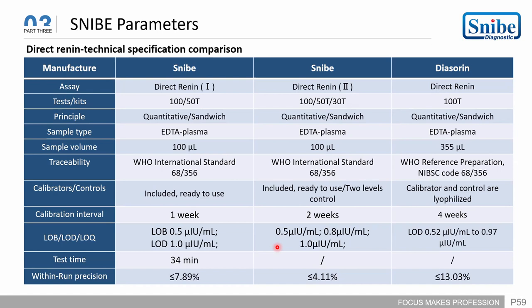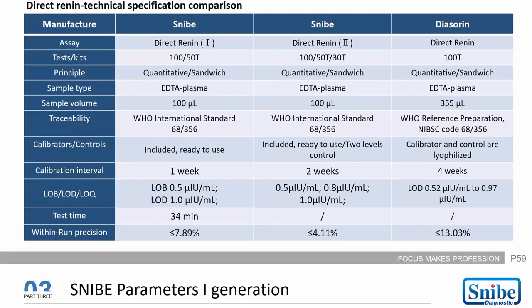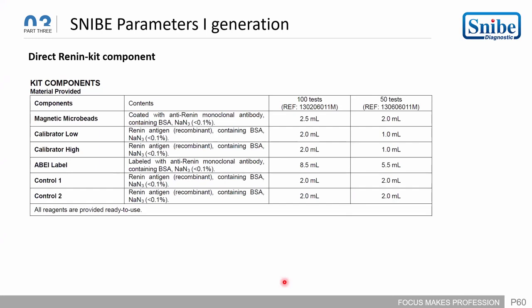The test time in the first generation was 34. For the SNIB and DiaSorin it is not available for within-run precision. We have a less than 4.11% within-run precision value as compared to the 13.03 DiaSorin value. So in terms of accuracy, reliability, and precise results, our precision value shows an excellent correlation with patient test reliability and assay performance. If you talk about the Direct Training kit components, you can see that they have microparticle beads, low and high calibrator, ABEI label, control 1 and 2, and the reagents are provided ready to use with that assay.